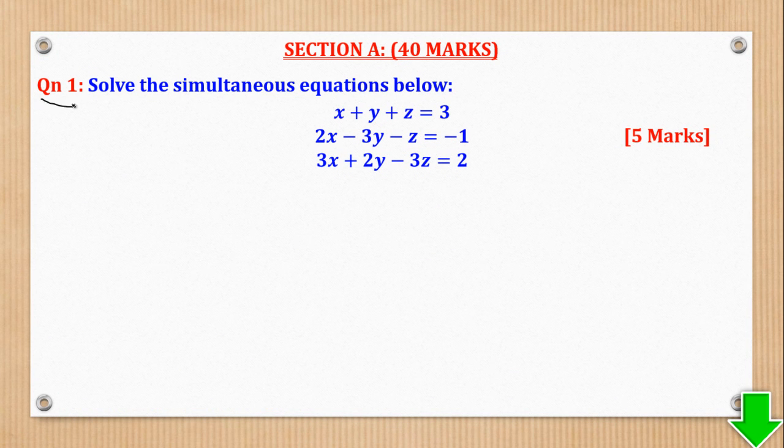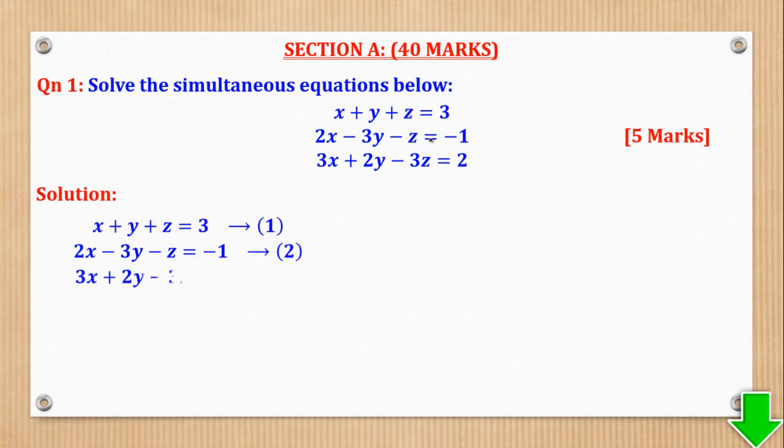So now let's start with question 1. Question 1 says, solve the simultaneous equations. In your O-level, simultaneous equations had 2 unknowns and they were linear. But now they can make simultaneous equations with 3 unknowns, or 2 unknowns when there is a power somewhere. So these are 3 unknowns and they are all linear. Linear means there is no power on either x, y, or z.